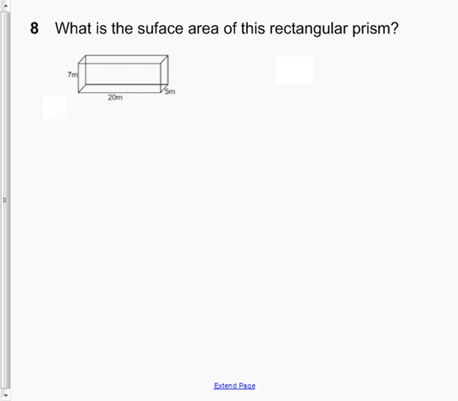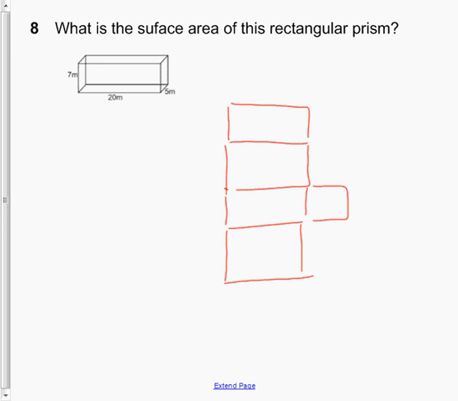Question 8 says, what is the surface area of this rectangular prism? Over 2/3 got it right. If I draw my net, the bottom, what are the dimensions of the bottom? 20 by 5, which is 100. Therefore, the top would be 20 times 5, which is also 100. So the top and bottom have areas of 100 meters squared.